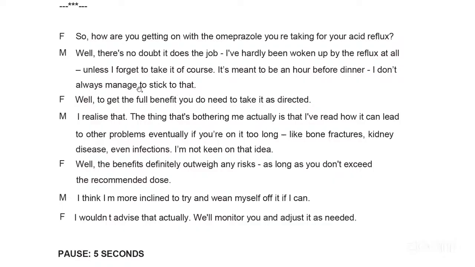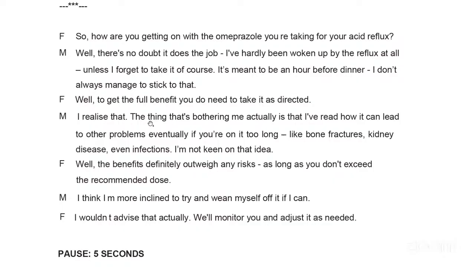So that means he doesn't have much problem with that one. I don't always manage to stick to that timing. Okay, he's not worried about the timing. Sometimes before, after, like that. Well, to get the full benefit, you do need to take it as directed. That means whenever it is told, you have to take it. Okay, that's not the main concern. I realize that, the thing that's bothering me actually is not the timely medication. That is not bothering me. So that's not his main concern. Okay, that's what he already told.